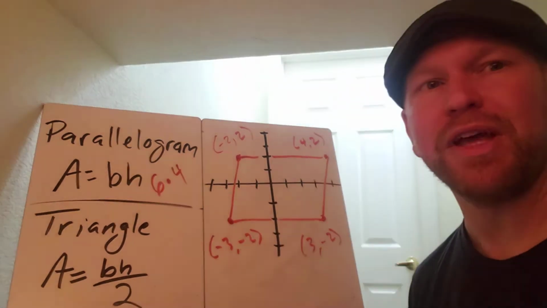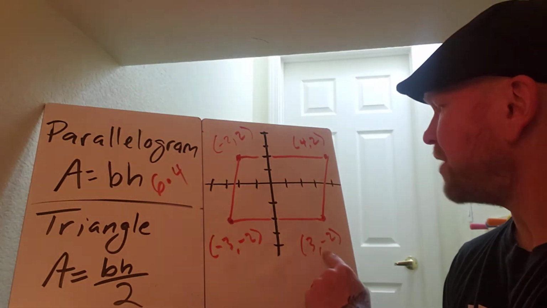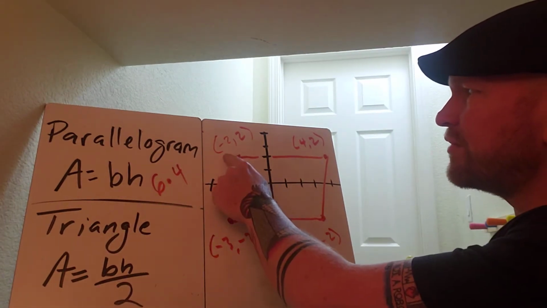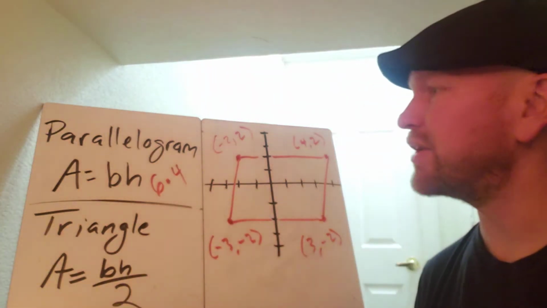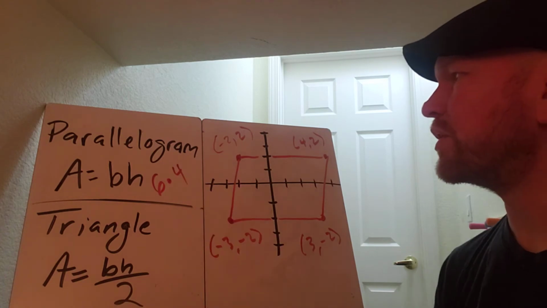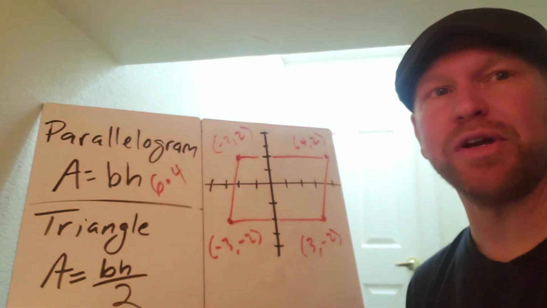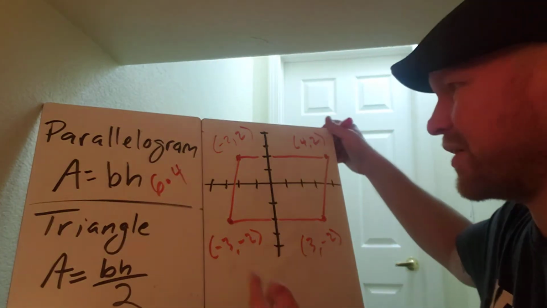So one possible answer for the parallelogram is to have the points -3, -2, +3, -2, -2, 2, and 4, 2. And if you connect those dots, it creates a parallelogram with a base of 6, a height of 4, and the area is 24 square units. Again, just one possible answer, but there you go.